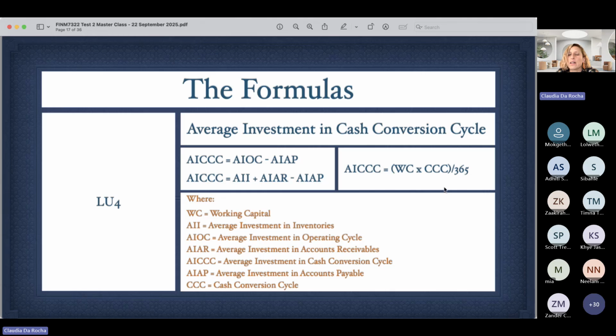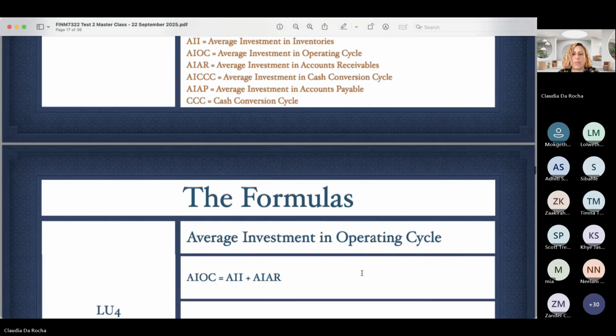The other formula that's also quite popular is to take your working capital, times it by your cash conversion cycle, and divide it by 365. That's also popular if they've given you the working capital values, or at least a way in which to calculate your working capital, and a reminder that your working capital is in essence your net current assets. So it would be your current assets minus your current liabilities.